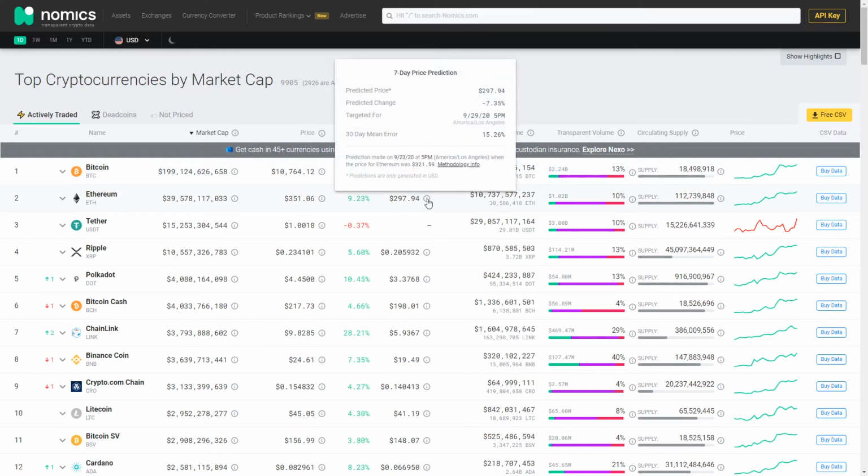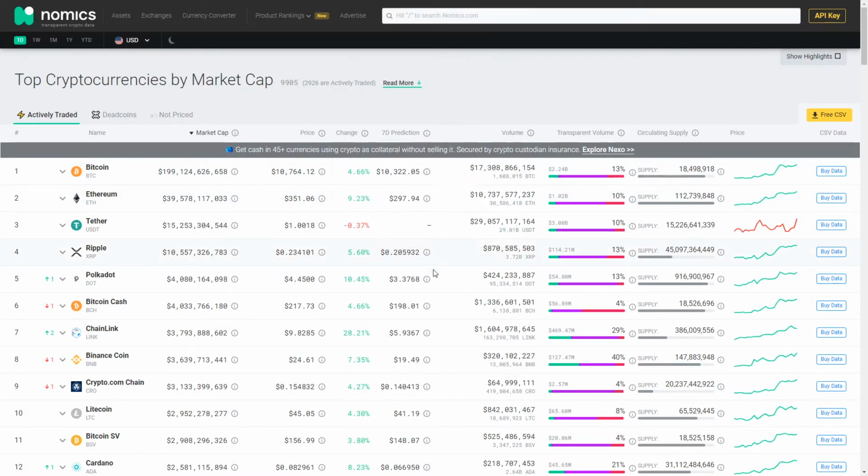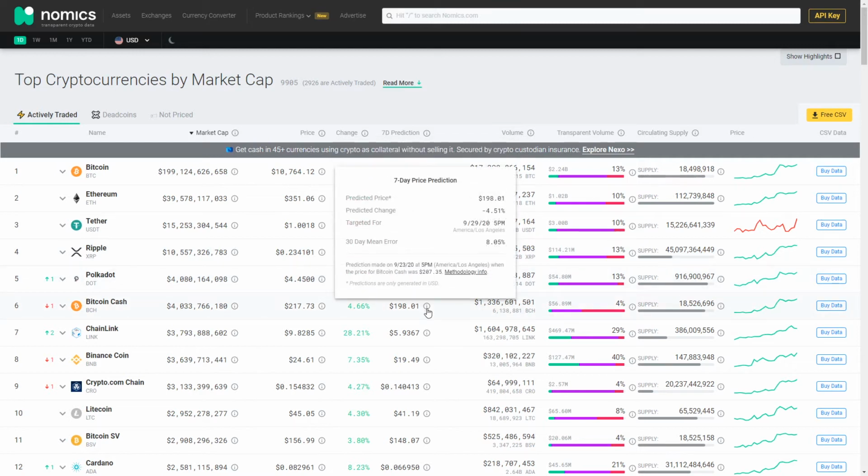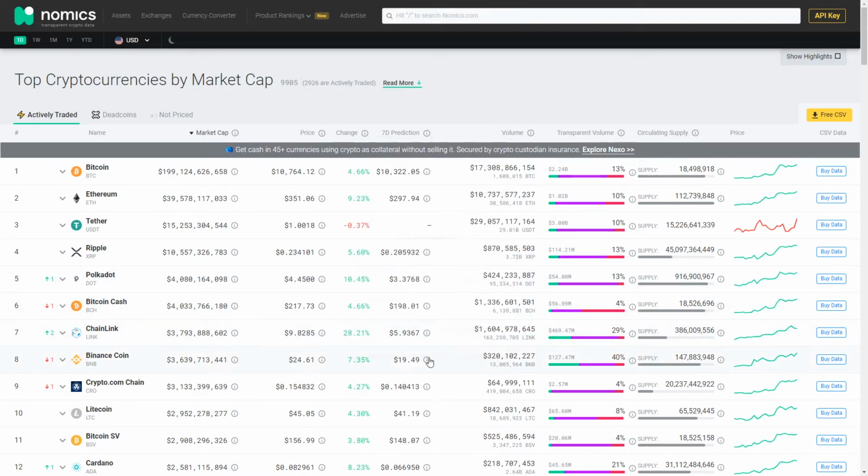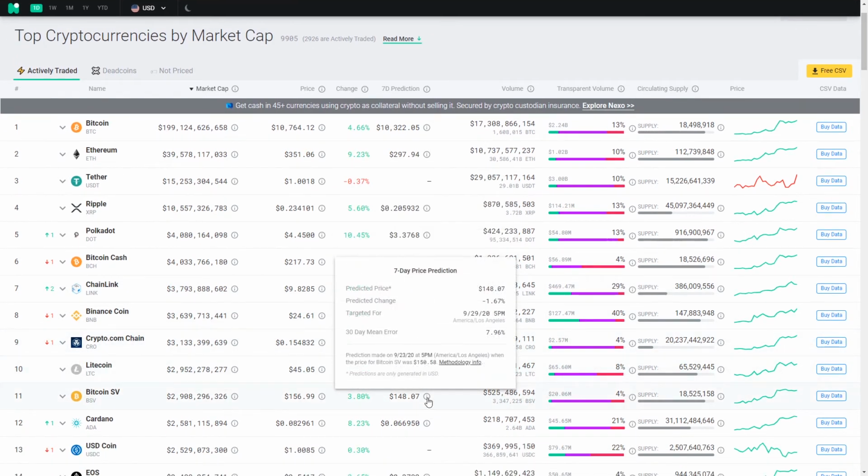What about other assets? As you hover over each of these assets, you can see recently the market hasn't been doing so hot. So Nomics has a lot of very dreadful looking predictions, a lot of negatives here.